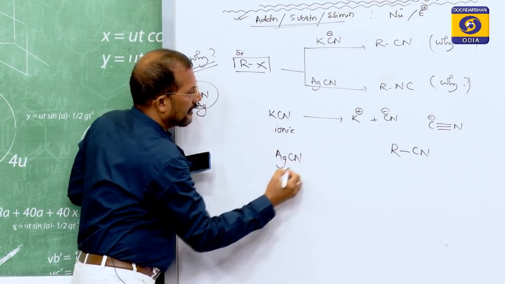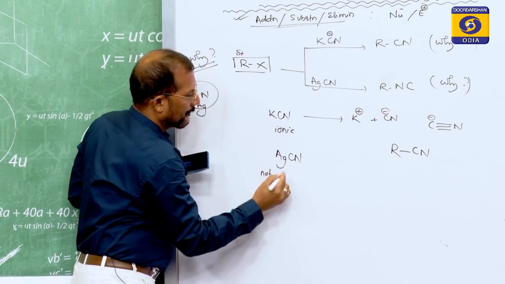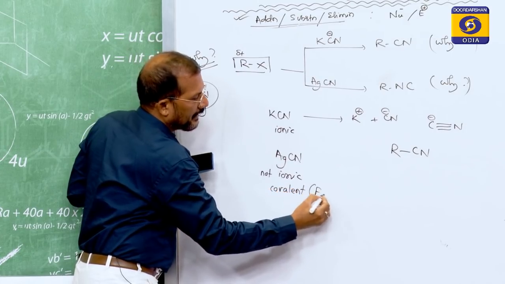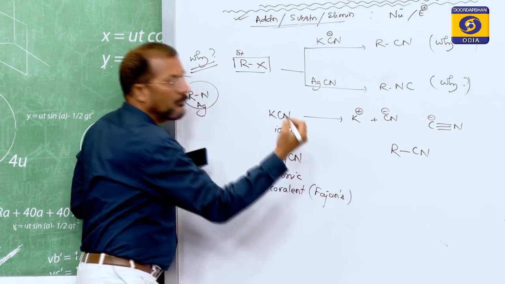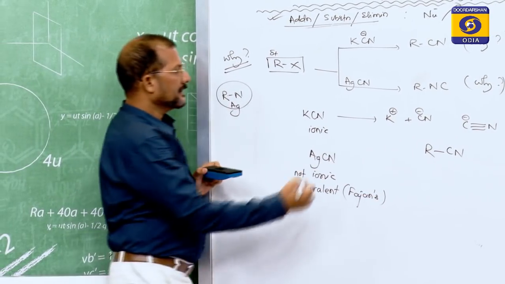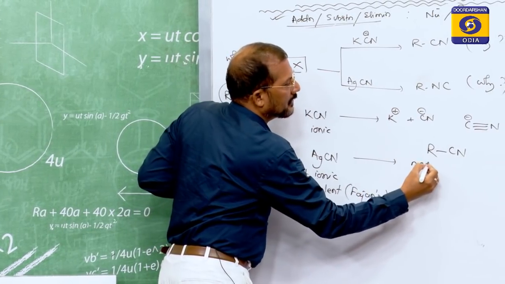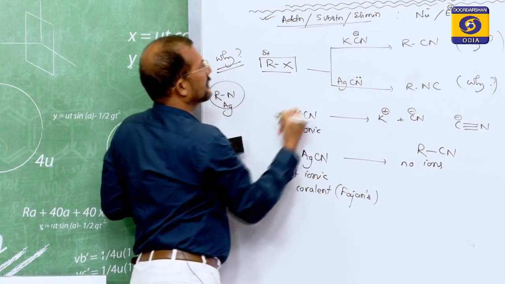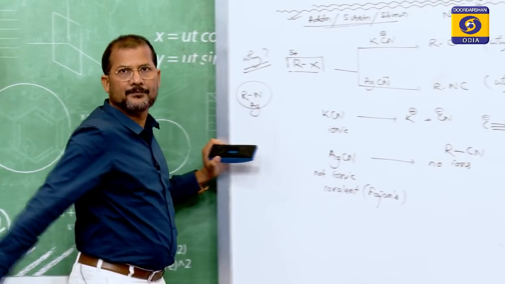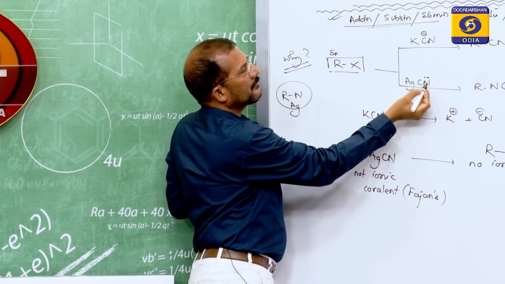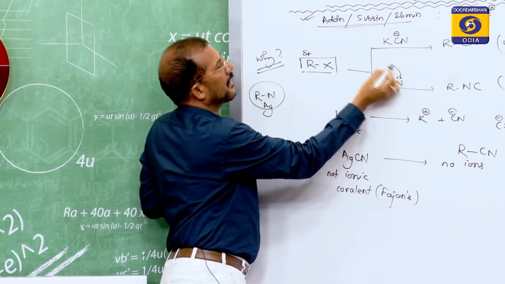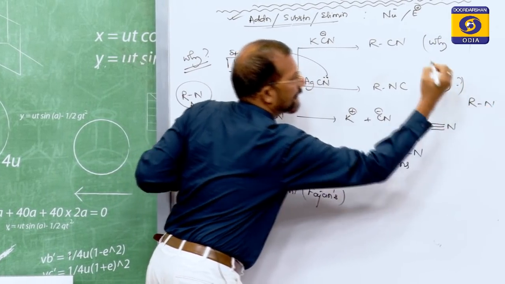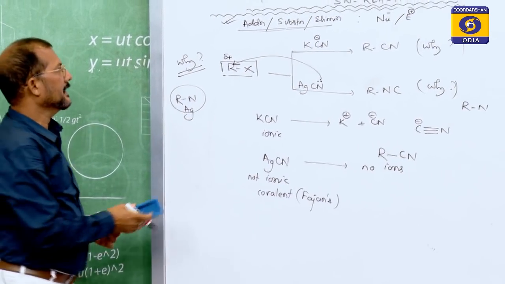Instead, AgCN is not ionic. It is covalent, according to Fajan's rule. So, if it is covalent, then it does not produce any ion. Rather, there is a lone pair over the nitrogen atom, so the nucleophilic substitution occurs from this side. This attacks here. That is why you see the bond between R and N. So, this is the reason for which this reaction happens.